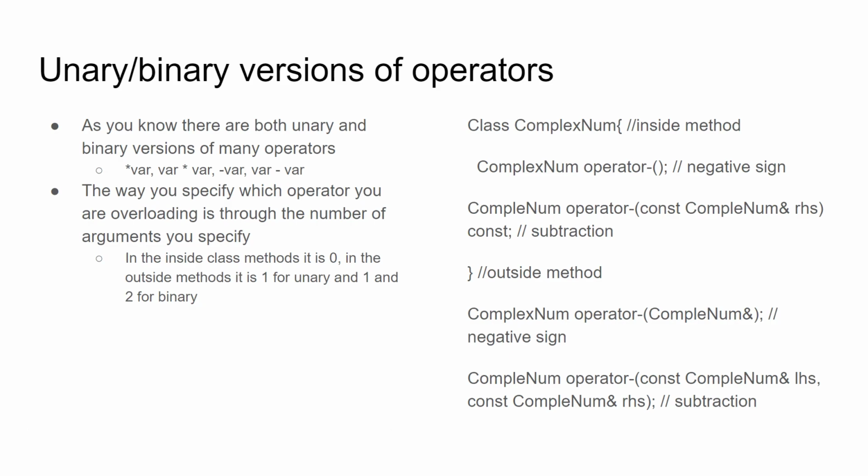They don't have to be friends. We'll get to friendship in a minute, but you don't have to be friends to be able to implement these operators outside the class. What friendship does is it gives you access to all of the other class's private members. If you don't need to access any of the private members, you don't need to be a friend.